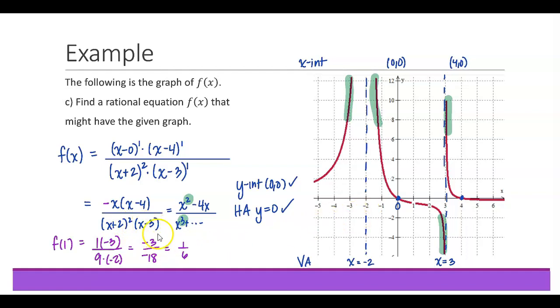And this happened on this particular problem because our y-intercept was 0, 0. If we had had a positive or a negative y-intercept, we would have been able to tell upon working through that double check whether or not we should have multiplied by a negative at that point, but instead we found out by choosing a test point. So here, this would be our function that might have the given graph. So you can leave it in factored form. You don't have to go ahead and distribute.